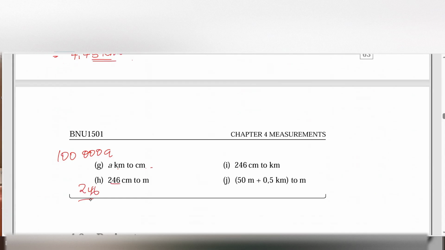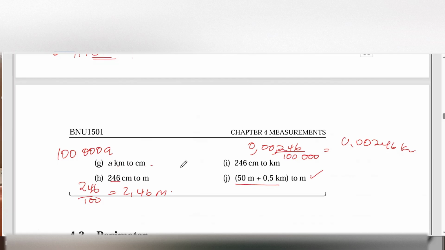It's 246 divided by 100, which is 2.46. And then 246 to kilometers is going to be 246 divided by 100,000. 1, 2, 3, then the 2 zeros. 1, 2, 3, 4, 5. Okay, 0.00246 kilometers. And then adding this converted to meters.